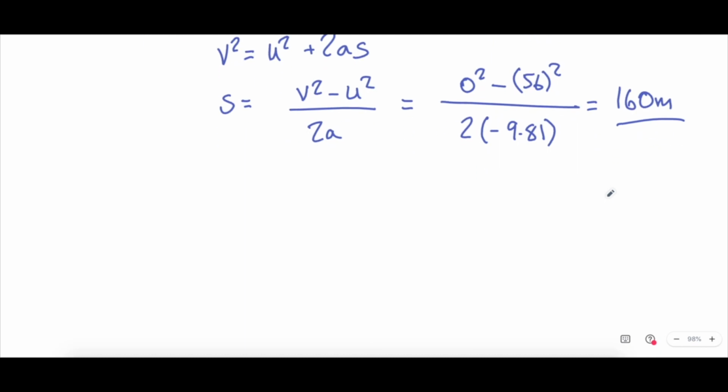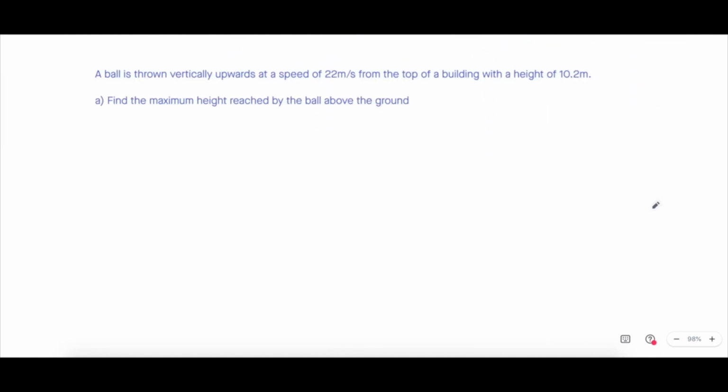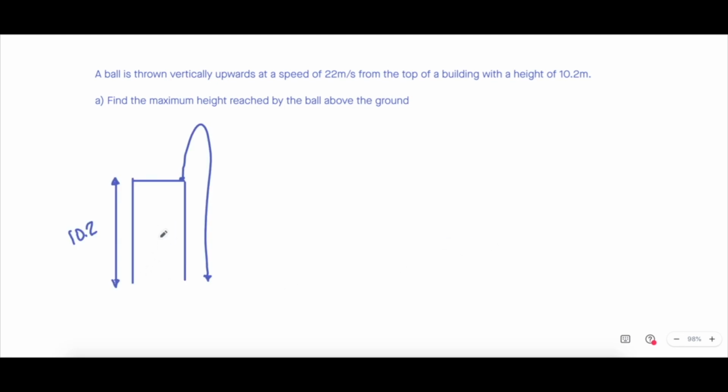Okay, let's try another example. A ball is thrown vertically upwards at a speed of 22 meters per second from the top of a building with a height of 10.2 meters. Find the maximum height reached by the ball above the ground. Let's draw a diagram to explain what's happening here. We've got our building here. The building's height is 10.2 meters. The ball is being thrown from the top of the building, so it goes up to a certain height, then it falls down. We want the maximum height reached by the ball above the ground. So what we want is the distance from here to here.